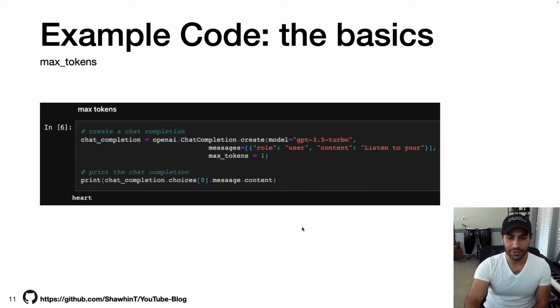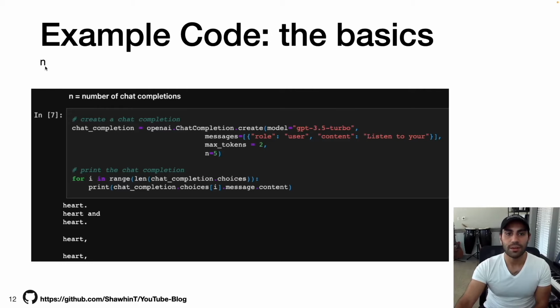Let's see what else we can do. Next, we can set this n parameter, which controls the number of responses sent back from the language model. So in this case, we have essentially the same API request as before. Now we're setting the max tokens equal to 2, and then we're setting n equal to 5. And so what this will do is return back 5 chat completions for us. We can get those back and we can print them in this for loop here.